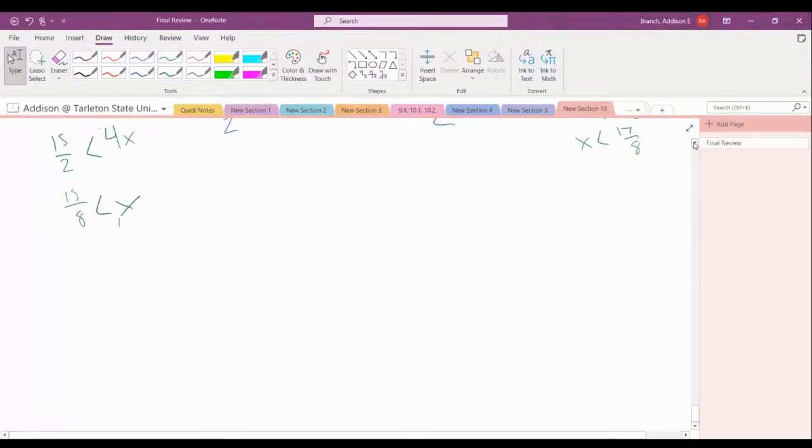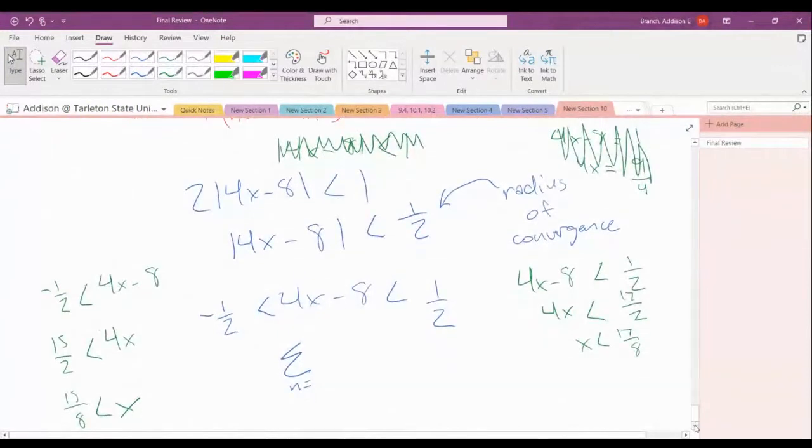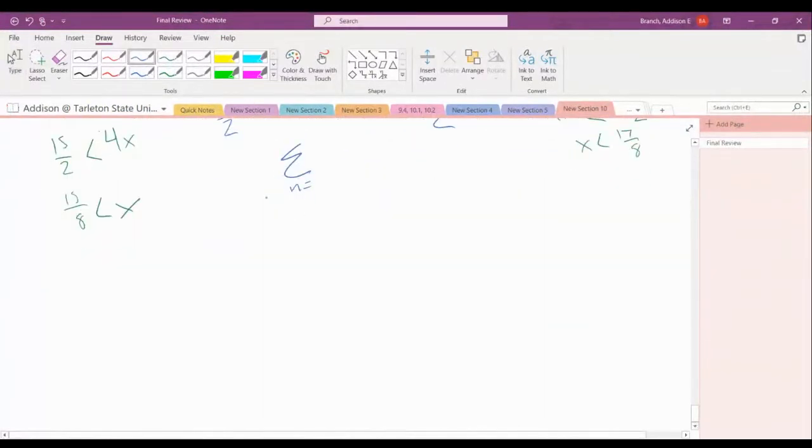So our original power series was the sum from n equals 0 to infinity of 2 to the n over n times (4x minus 8) to the n. So we're going to plug in those values for x.